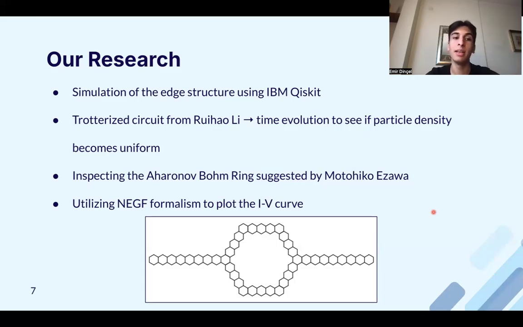And then we will be inspecting the Aharonov-Bohm ring suggested by Motohiko Ezawa for a possible resonant tunneling diode. And we will be using non-equilibrium Green function formalism to plot the current and voltage curve of this Aharonov-Bohm ring.